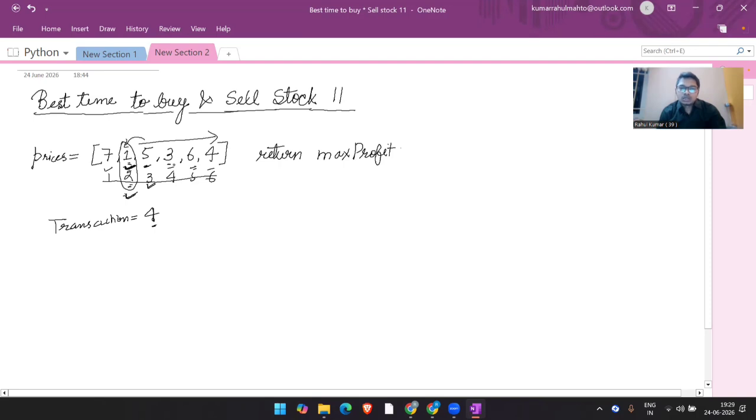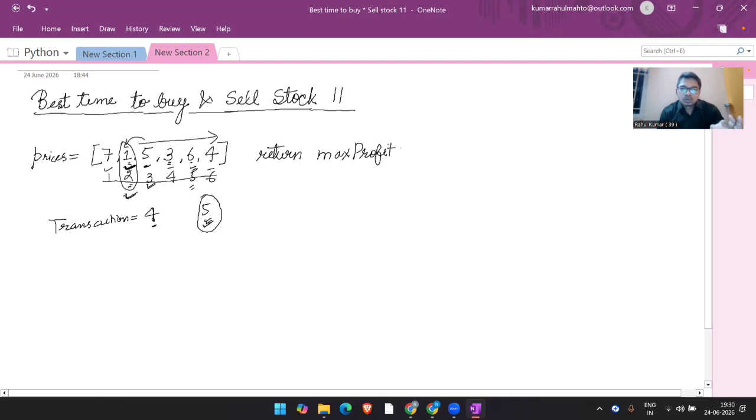But I also need to ensure that in the rest of the days I can achieve maximum profit as well. So on day 3, we are able to achieve only 2 rupees profit. On day 6 also, I'm able to achieve 5 rupees. But here I'm getting more profit, so this is a better decision on this day. If I sell my stock on this particular day, I can get maximum profit, right?